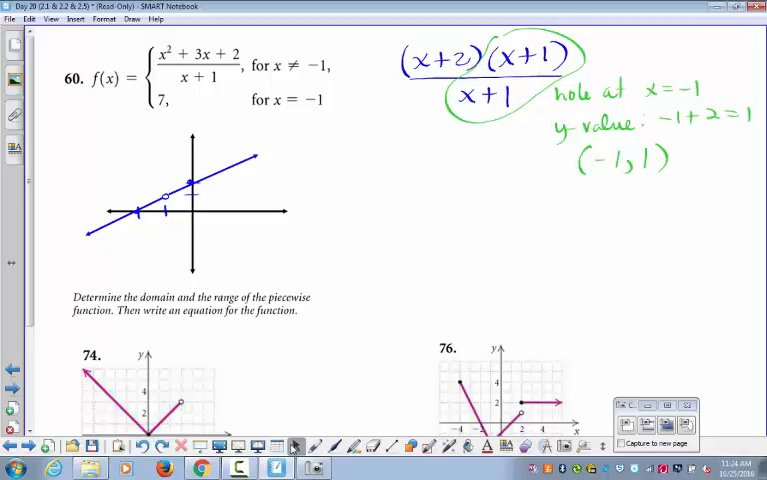All right, now the second piece is obvious. It's just a singleton point. So -1, 7. So I'm just going to put it up right there. It's -1, 7. So there's our graph. The domain, all reals, no vertical gaps anywhere. Every vertical line meets the graph. How about the range?